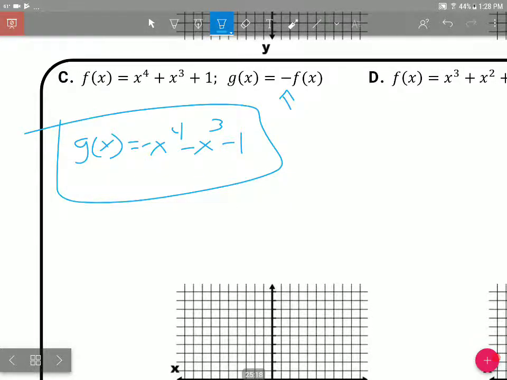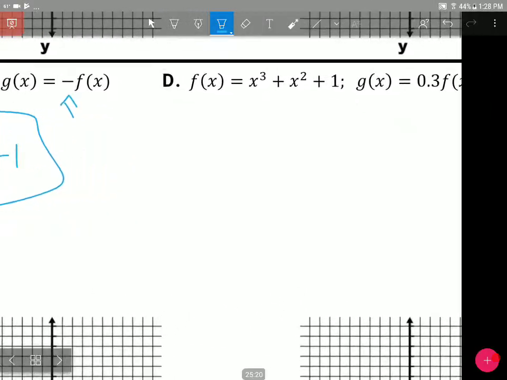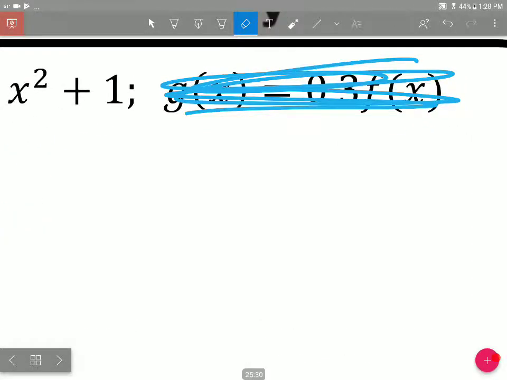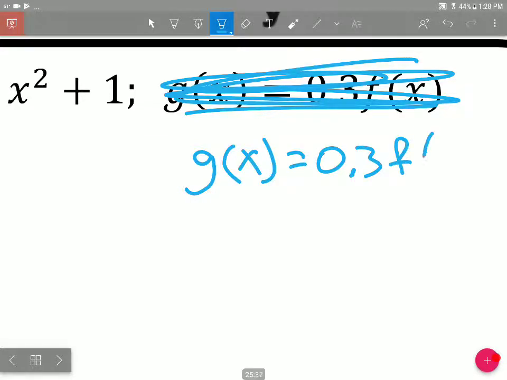Letter D. Letter D, I want to change a little bit. So we're going to scratch this one out, and in its place, I'm going to write g of x. I still don't need an eraser. I need a pen. There we go. G of x equals 0.3 f of 2x.